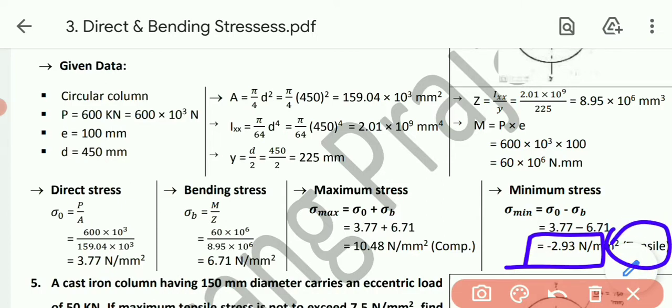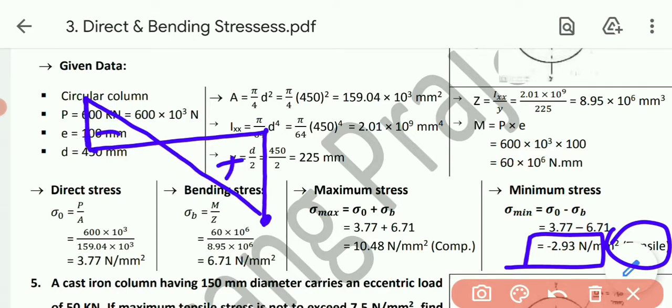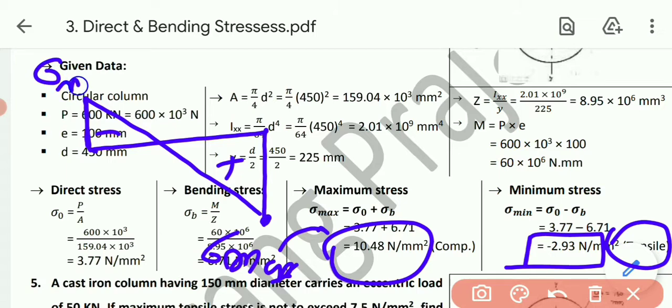Once again, if I need to draw the diagram, then sigma maximum will be on the right hand side, and sigma minimum, as it is negative, on the left hand side, plus minus. Sigma maximum has the value 10.48, while sigma minimum has the value 2.93. So that will be our diagram. If they had asked, I would show it, but they have not asked, so I have not shown it over here.